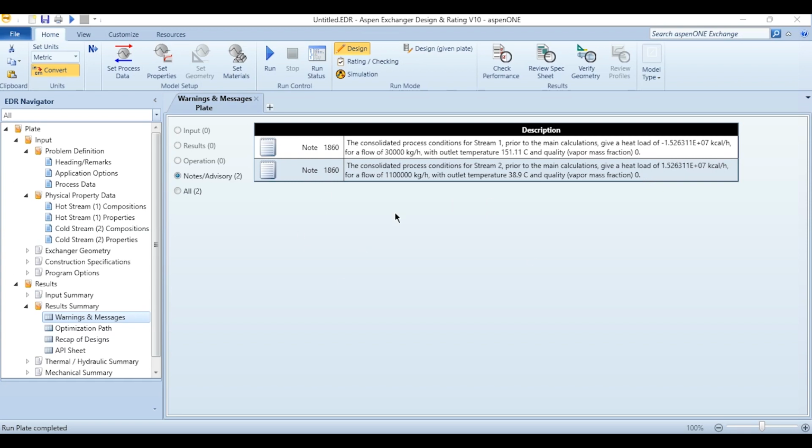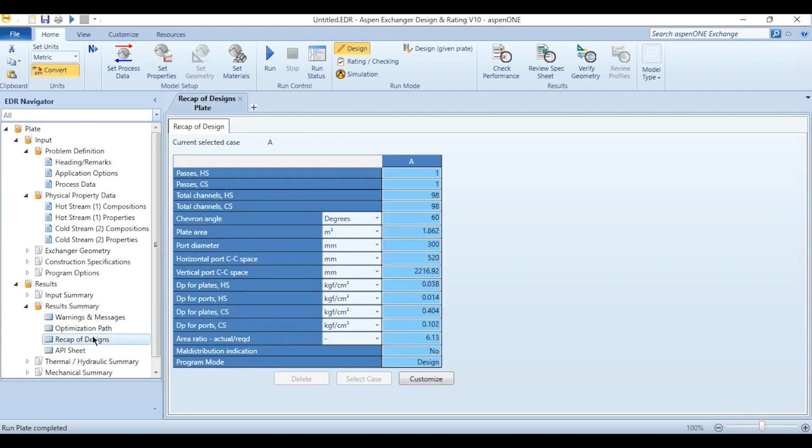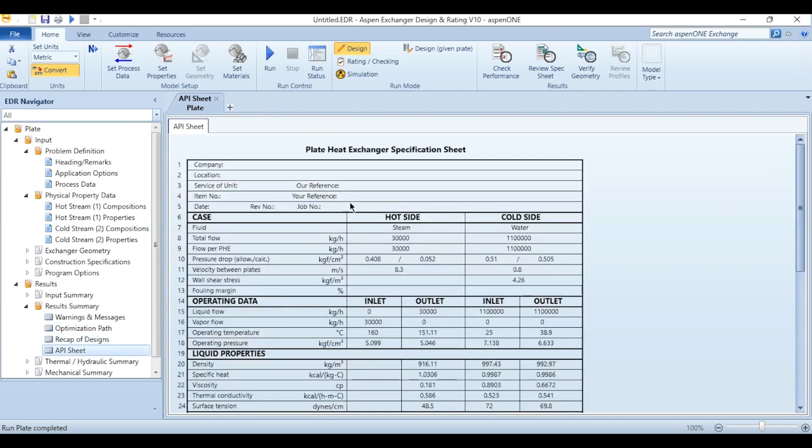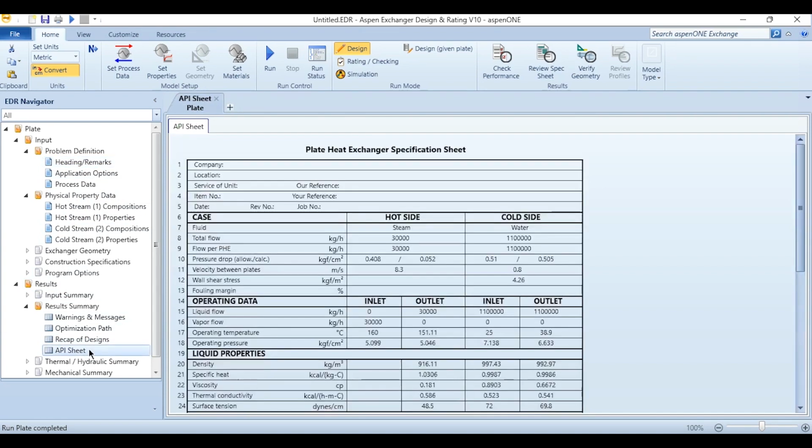Once we have these advisory notes, we will go to the optimization path. There were 3 designs selected, and case number 3, which is the most optimized design, has been selected for the system. Then there is a recap of the designs selected in the system, and the API sheet which has been prepared for this. Obviously, we can select company, location, service, or give its name by going in heading remarks, but we have not filled it. It's an optional step.